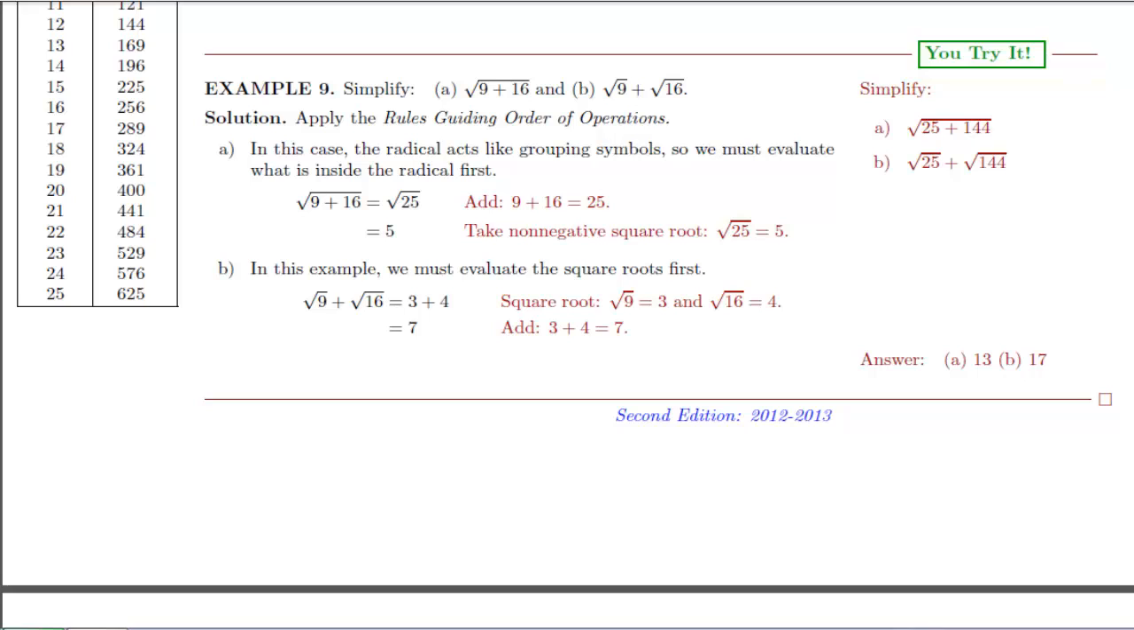B, in this example, we must evaluate the square roots first. The square root of 9 is 3 and the square root of 16 is 4, then 3 plus 4 is 7.